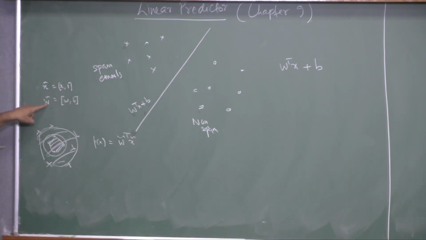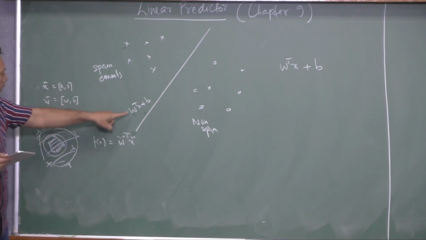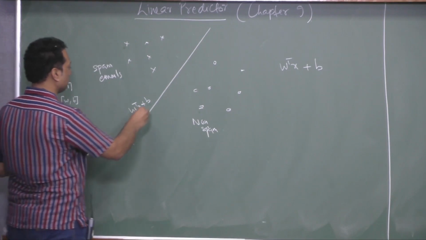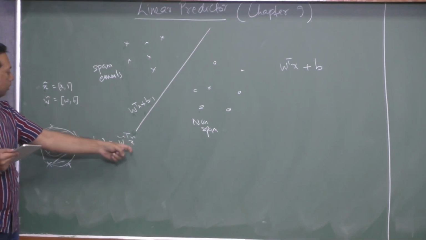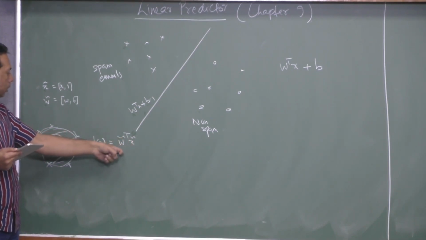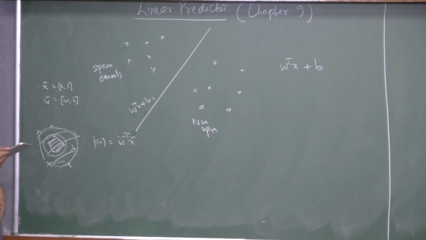So if with this W tilde I multiply X tilde, if I take a dot product, I exactly get this W tilde X times B dot 1. So we can see the plane in a compact form with this small change in the notation. Essentially what we are trying to say is that B is also an unknown that needs to be found for a plane.